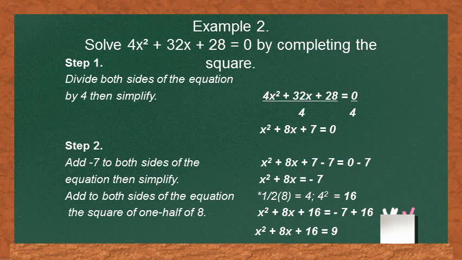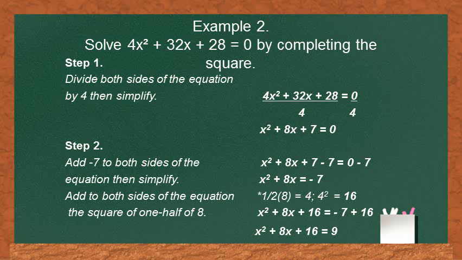Step 2, add negative 7 to both sides of the equation, then simplify. So we have x squared plus 8x plus 7 minus 7 is equal to 0 minus 7. Again, applying the subtraction property of equality. So it will become x squared plus 8x is equal to negative 7.